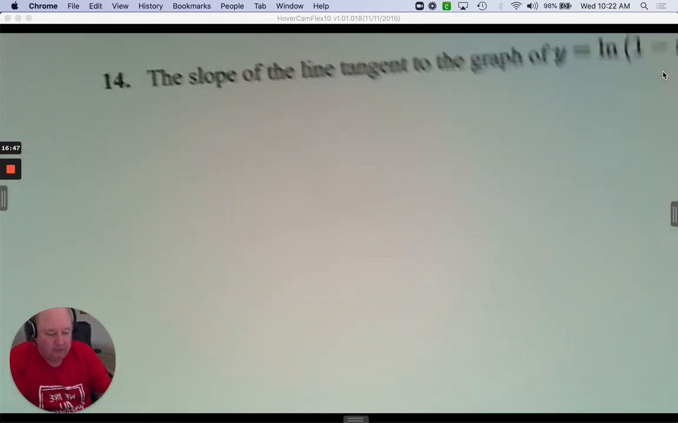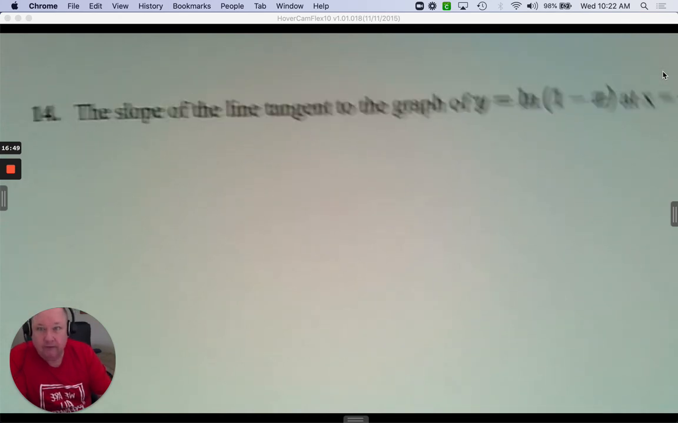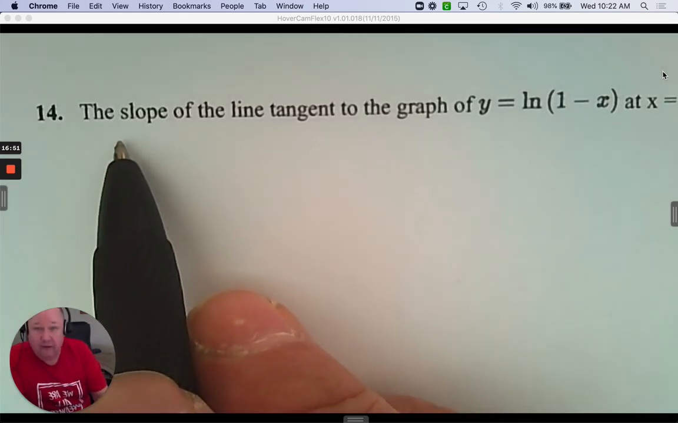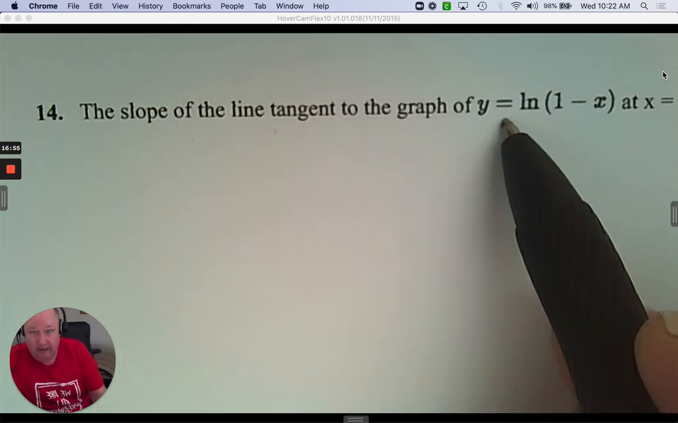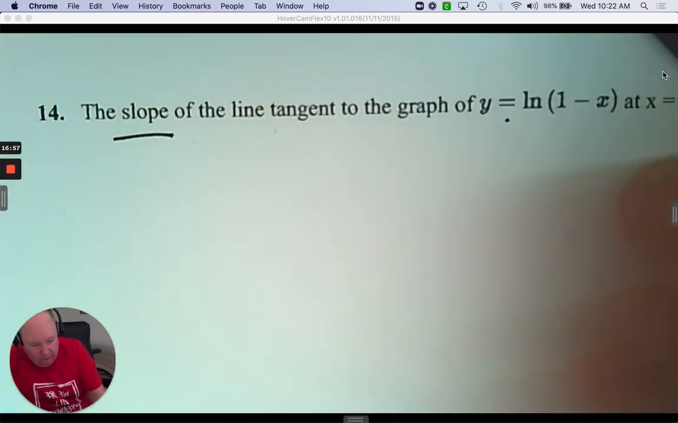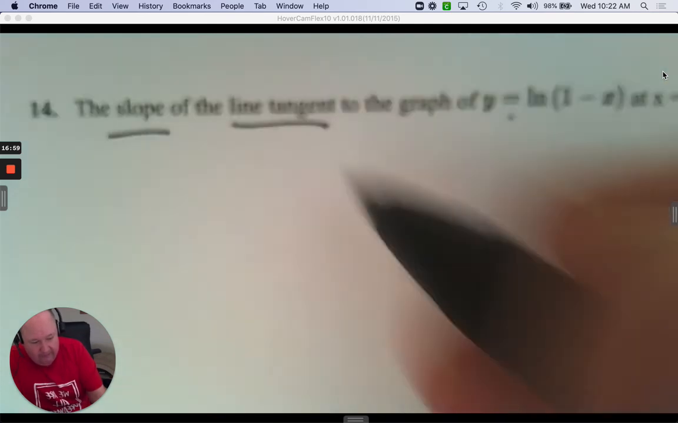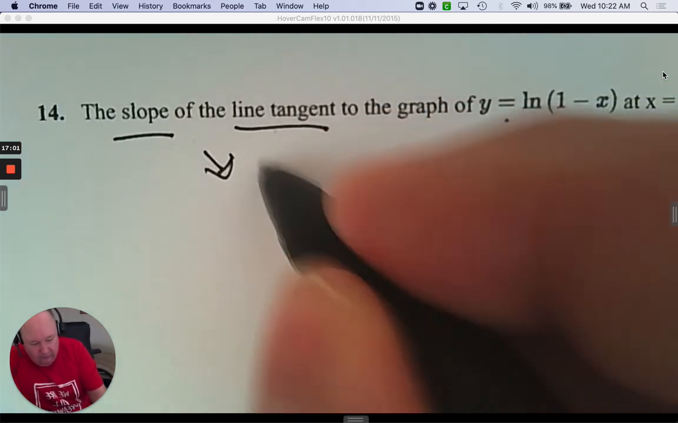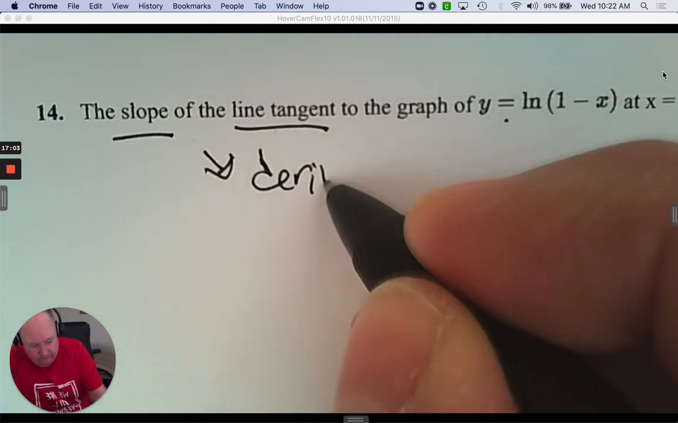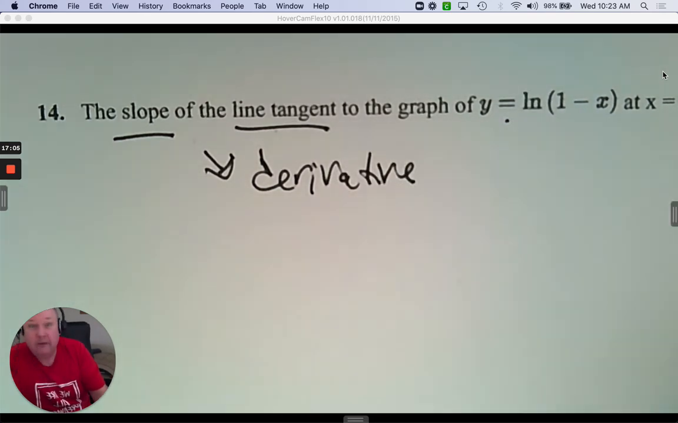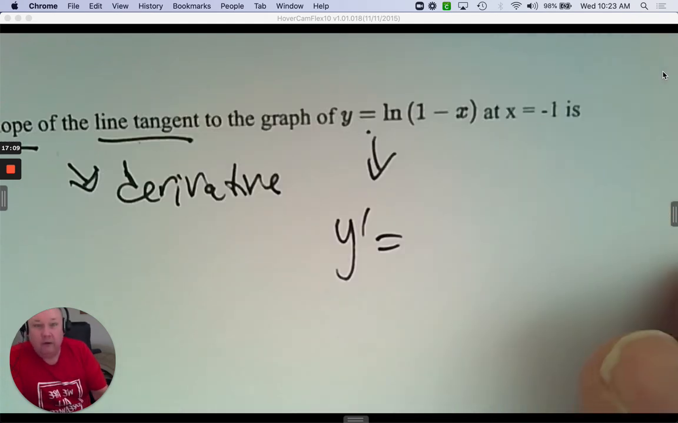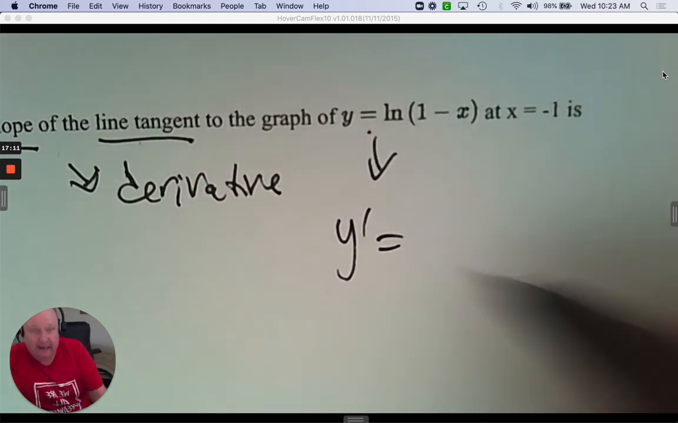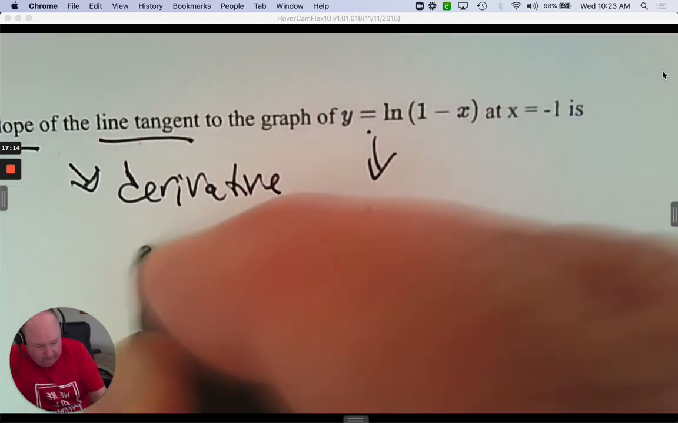All right, number 14. The slope, and this is our last question. The slope of the line tangent to the graph. So again, I'm looking for slope of a tangent line. That's another way of saying derivative. And so the derivative here, it's the derivative at x equals -1.